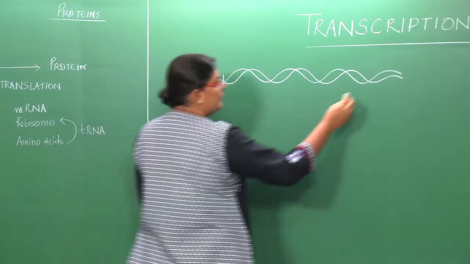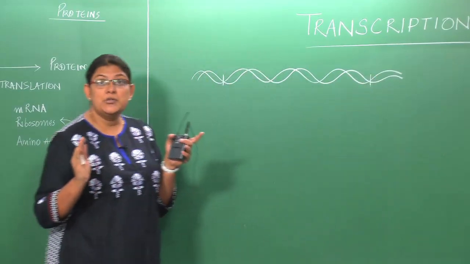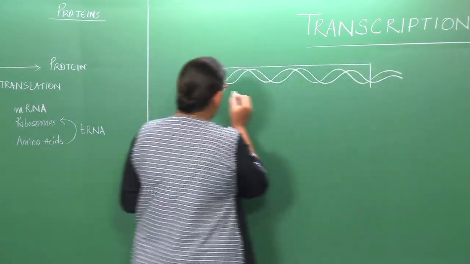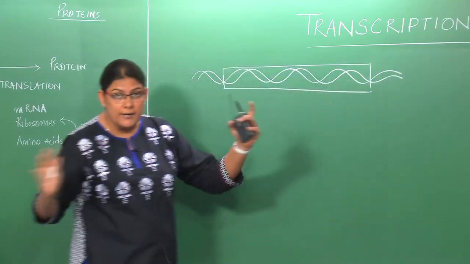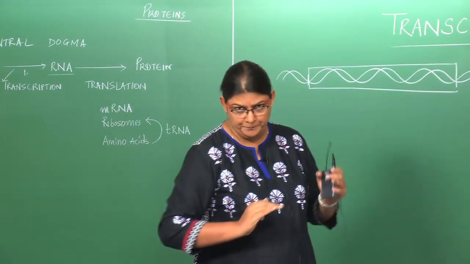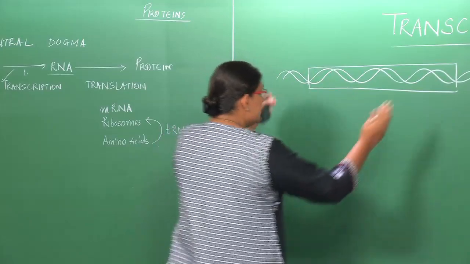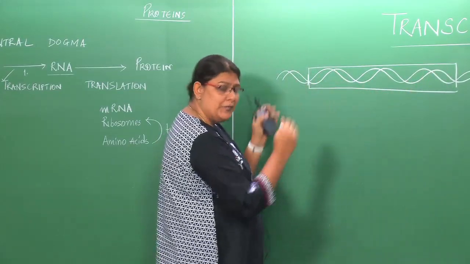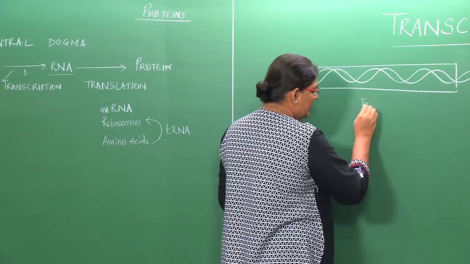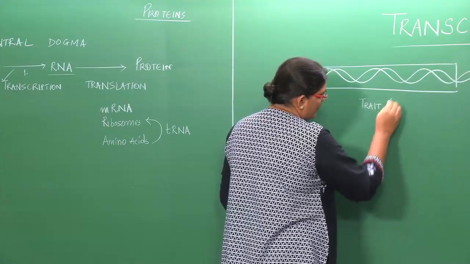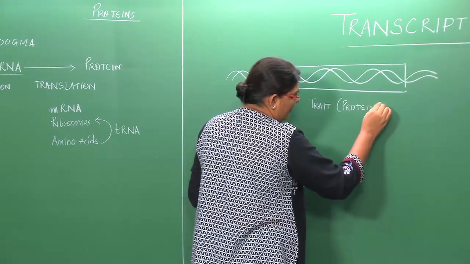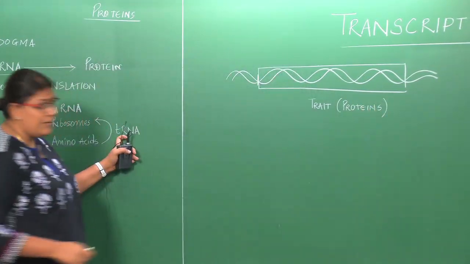Each unit which codes for a particular trait, let us say this entire set from here to here, has a stretch of nucleotides which are coding information, let us say for synthesis of a protein, protein 1, right. So, that information is coded in a stretch of DNA. Each stretch of DNA which codes for a particular trait, in this case we are talking about proteins.